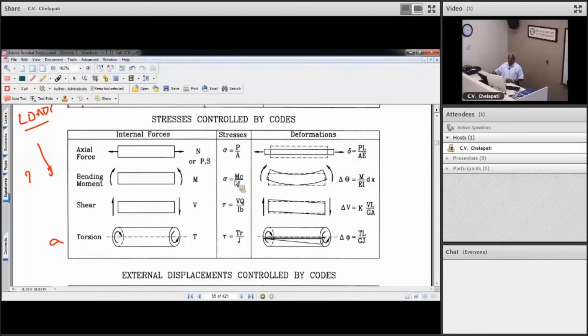The codes have limits on the stresses. You have to compute the stress, and the code will tell you it can't exceed a certain amount. For example, steel yields at 50 KSI. There come the material properties: steel, concrete, masonry and timber all have different stress levels. The codes, such as the ICC code or, right now, ASCE, specify these values.